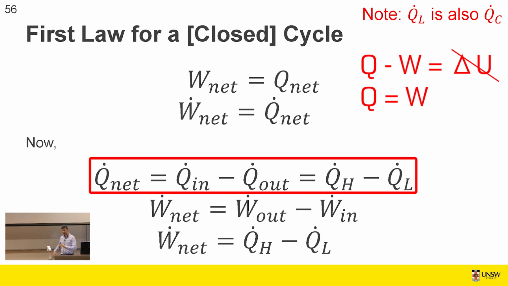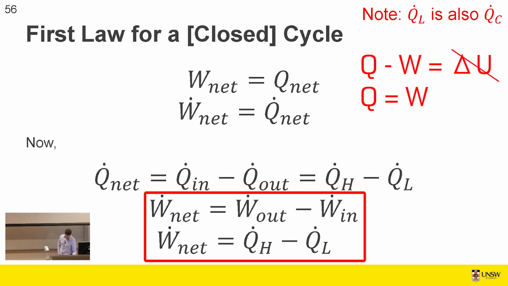Now, Q net, we can have an equation for that: however much heat you put into the system minus however much heat you draw out of the system. And heat comes in at the high temperature and leaves at the low temperature. So this is QH and QL, which have been introduced before. In some texts, QL is QC for cold, so high and low or hot and cold. And work net is work out minus work in. You'll often have to put work into a cycle to get it started. And so the work net is the heat in minus the heat out, which is not necessarily intuitive.